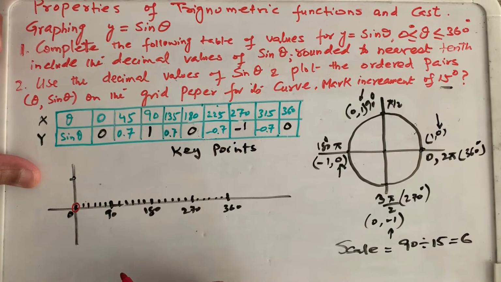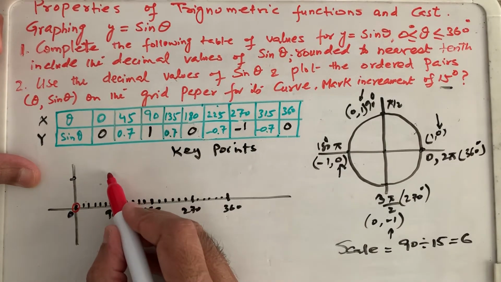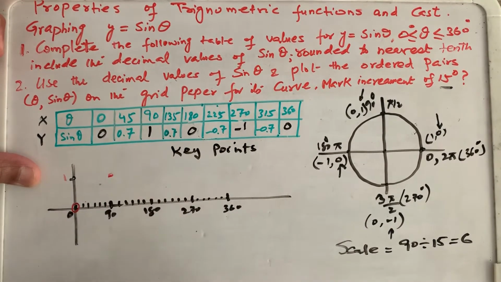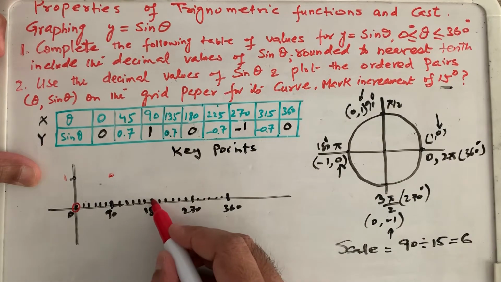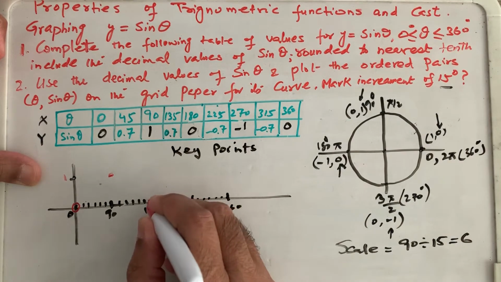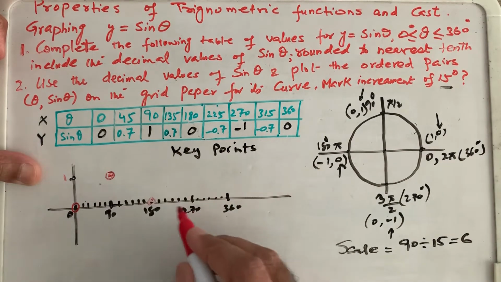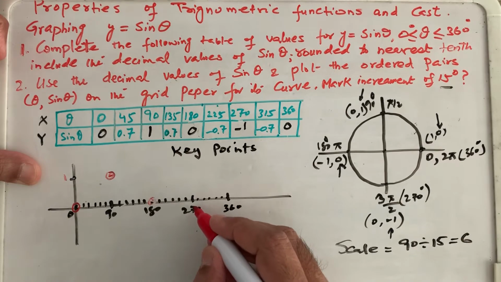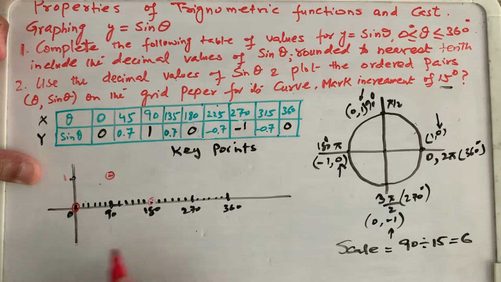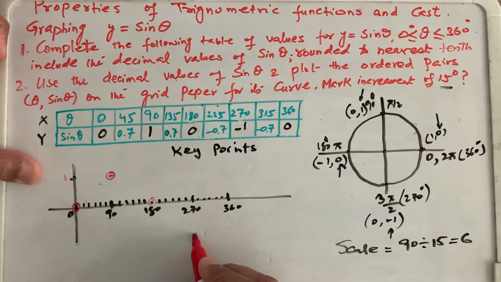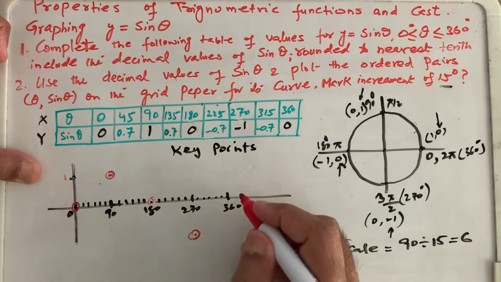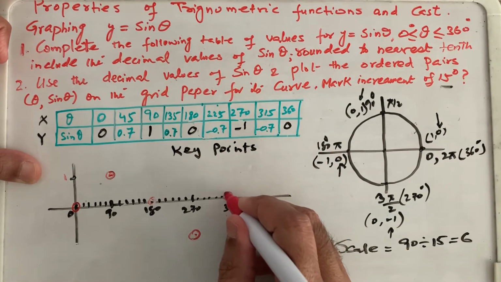And when I am at 90, my value is 1, so I am somewhere here, right? So this is my 1. And then at 180, my value is 0. When I am at 180, my value is here. So I will make a round. So these are my values. And when I am at 270, my value is -1. So I am somewhere here, right? So this is my -1. And when I am at 360, I am back to 0. So this is my one cycle.